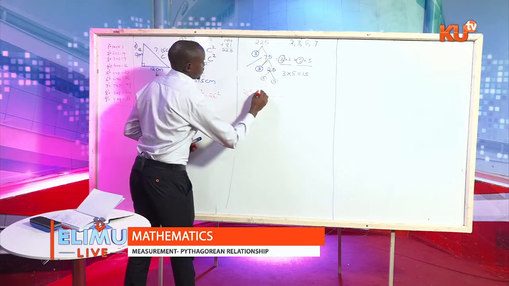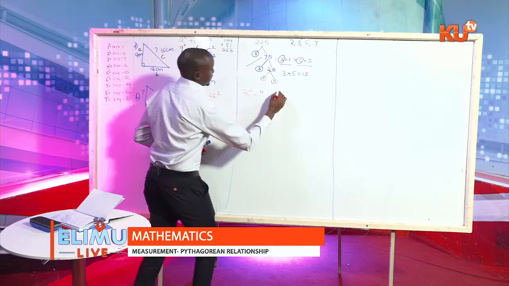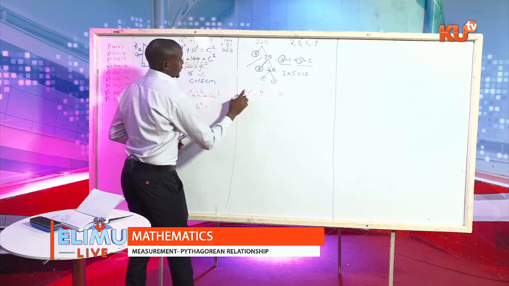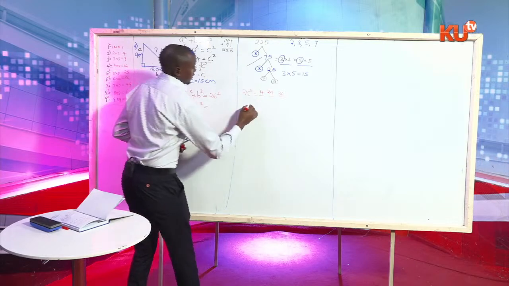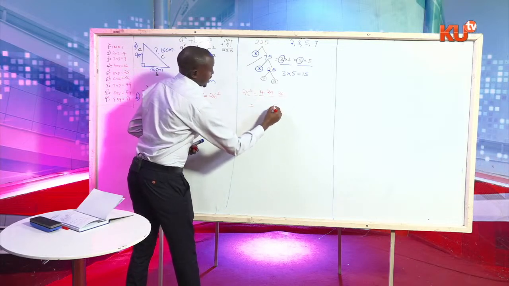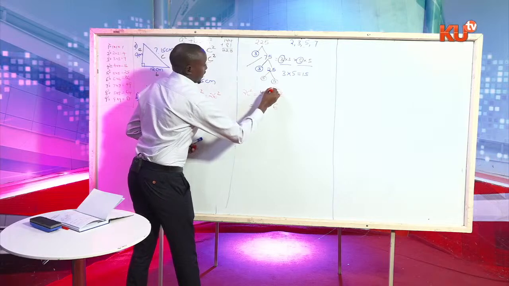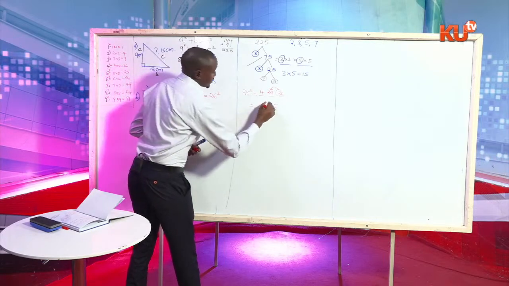We shall square 2 to get 4. 6 squared is 36. 2 times 6 is 12. 12 times 2 is 24. Therefore, we shall pick 6 and carry 3 and add it here. 24 plus 3 is 27.